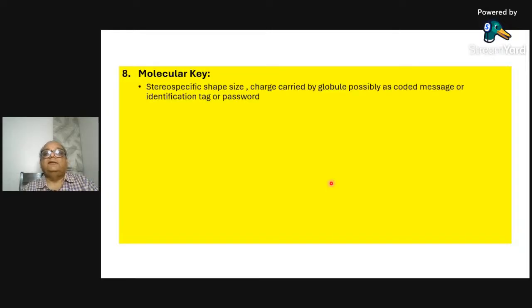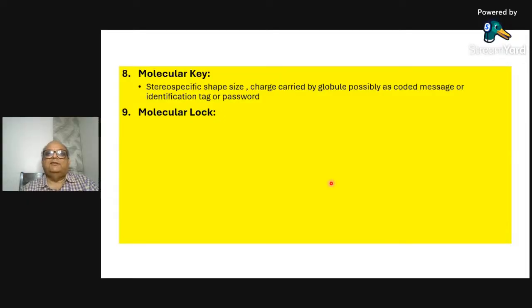Yeah. Next range of applications that one can think of is they can work like a molecular level key. So they carry certain stereo specific shape and size, possibly with charge at some strategic locations carried by the globule, which is like a coded message or an ID tag, or could be even constituted as equivalent to a password. Okay, so a biological password at molecular level. How do you like it? So molecular lock is the one which is matching with the molecular key.